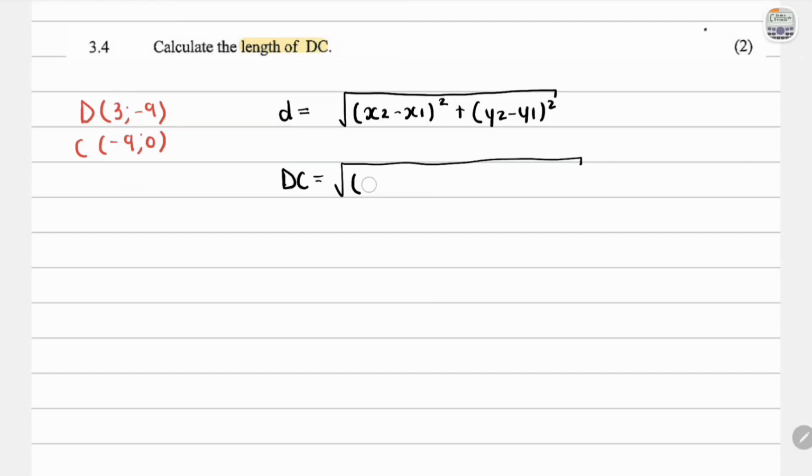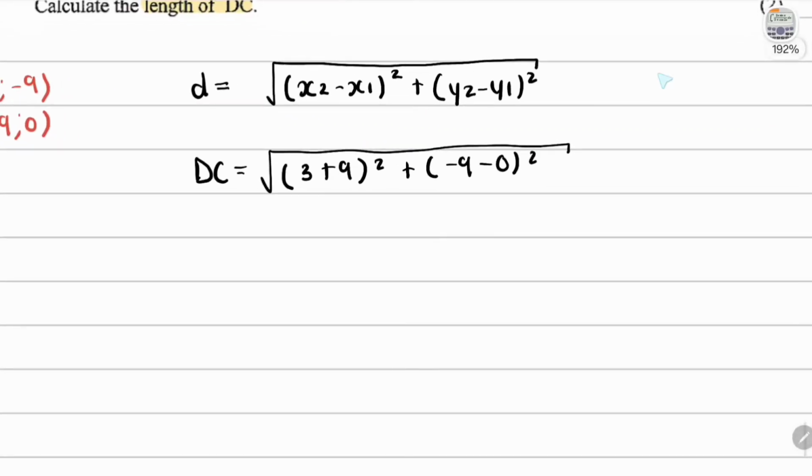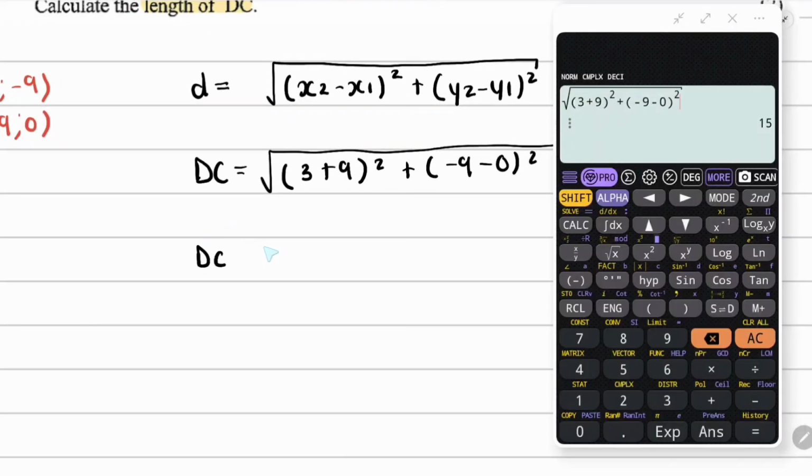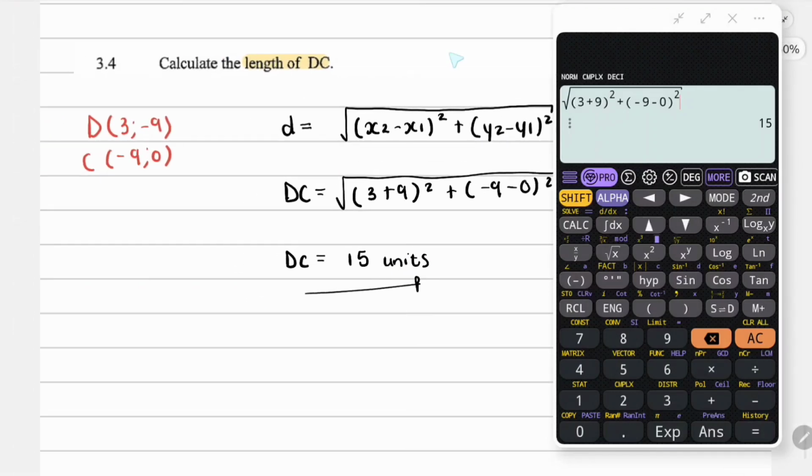So we'll say 3 minus negative 9, which becomes a plus 9, all squared, plus negative 9 minus 0, all squared. And we'll find out what that is. And that is equal to 15 units. So DC is equal to 15 units. And that is our answer to that question.